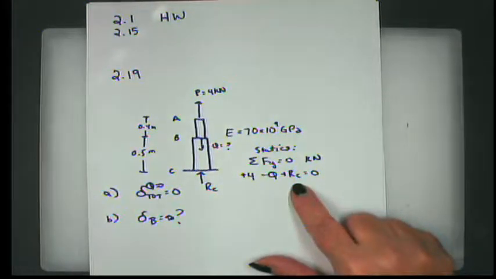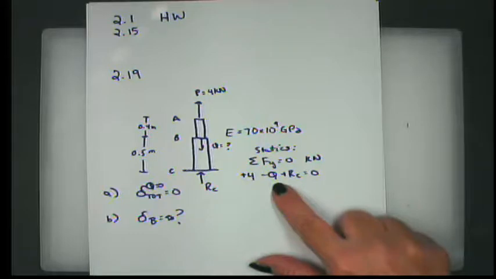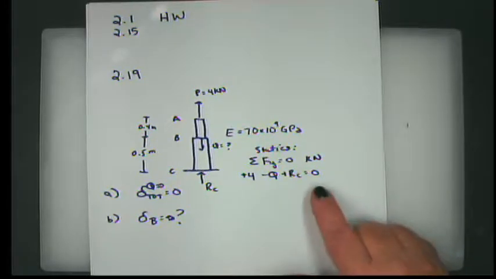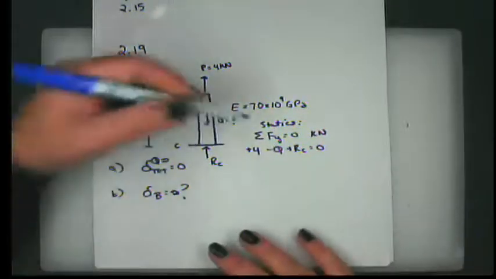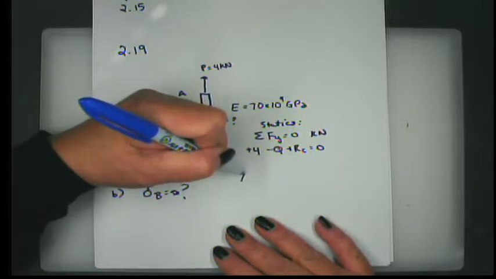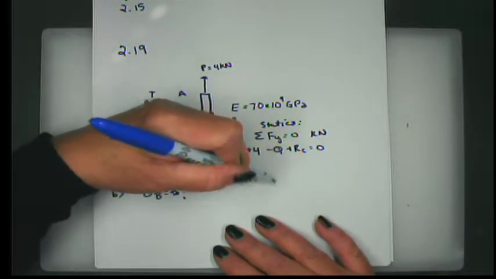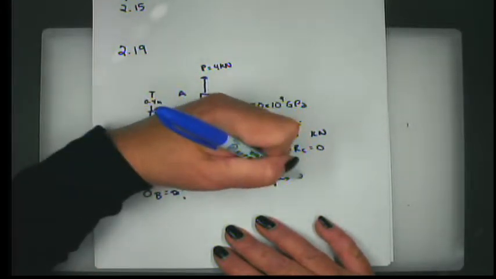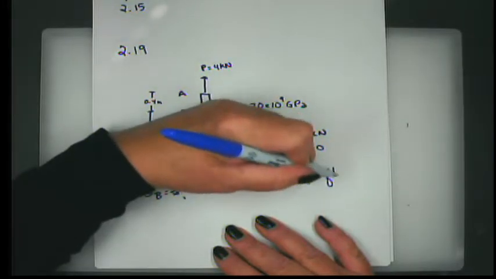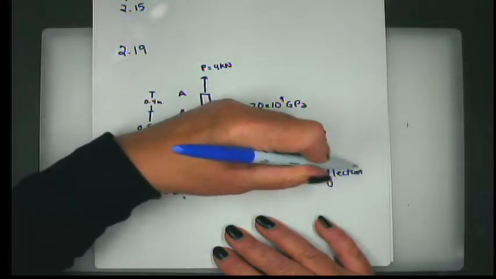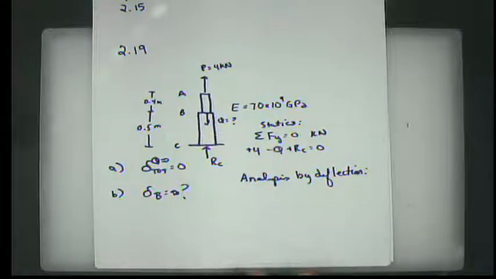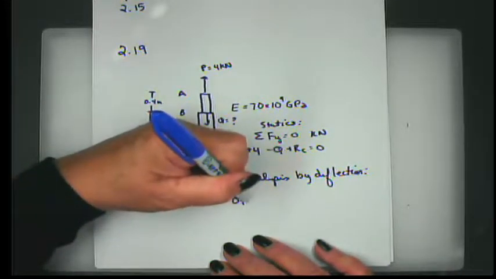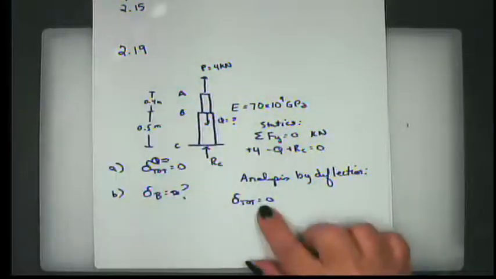Okay? And I do not know beyond this what those values are. So I have one equation, 2 unknowns. I need more equations. So that means that I wish to do analysis by deflection, which we just learned. And we're told that the total deflection has to be equal to 0.